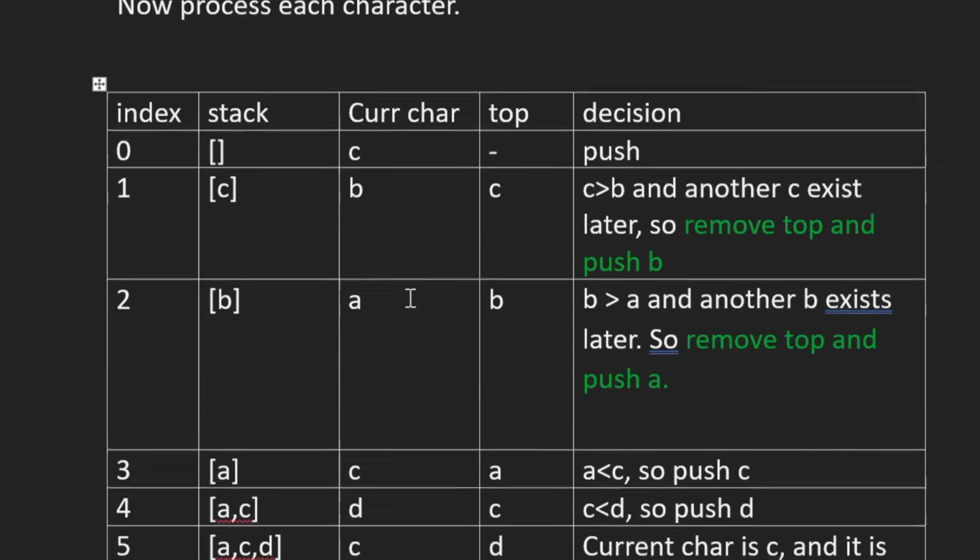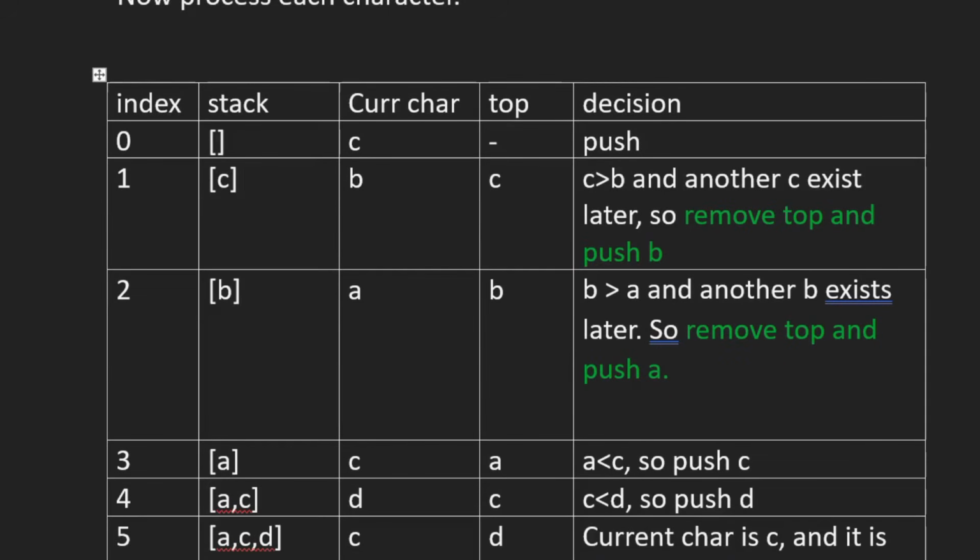Now we'll process each character one by one. So we have taken a stack which is initially empty, and now our current character is C, and there is nothing in the stack, so the top is empty. So we'll directly push the current character. So now we have C in our stack. Now our current character is B. We compare: the top character is C and the current character is B. So now we check, can we remove C? We check C is greater than B, right? And another C also exists in the future in the string.